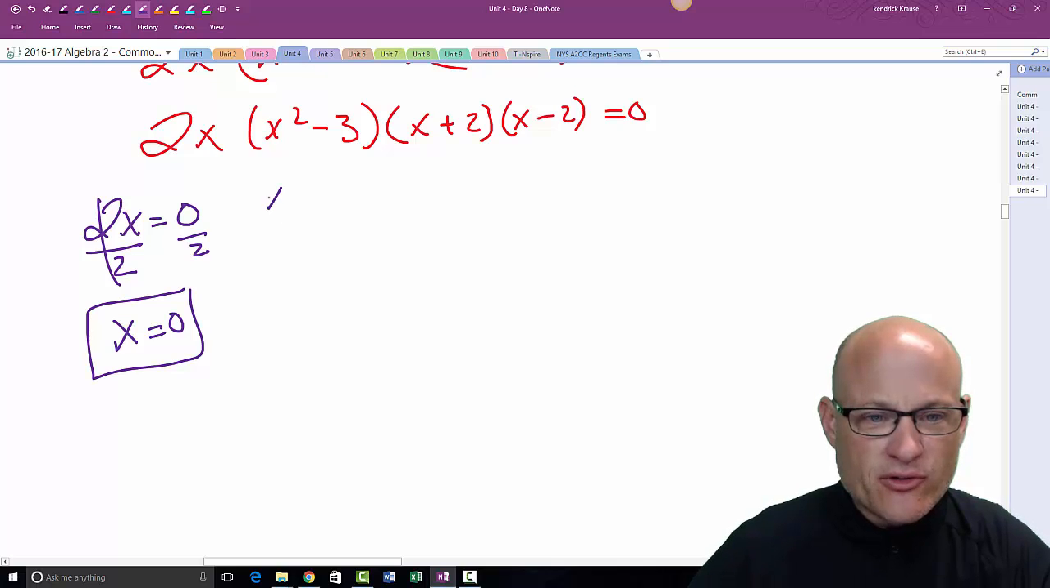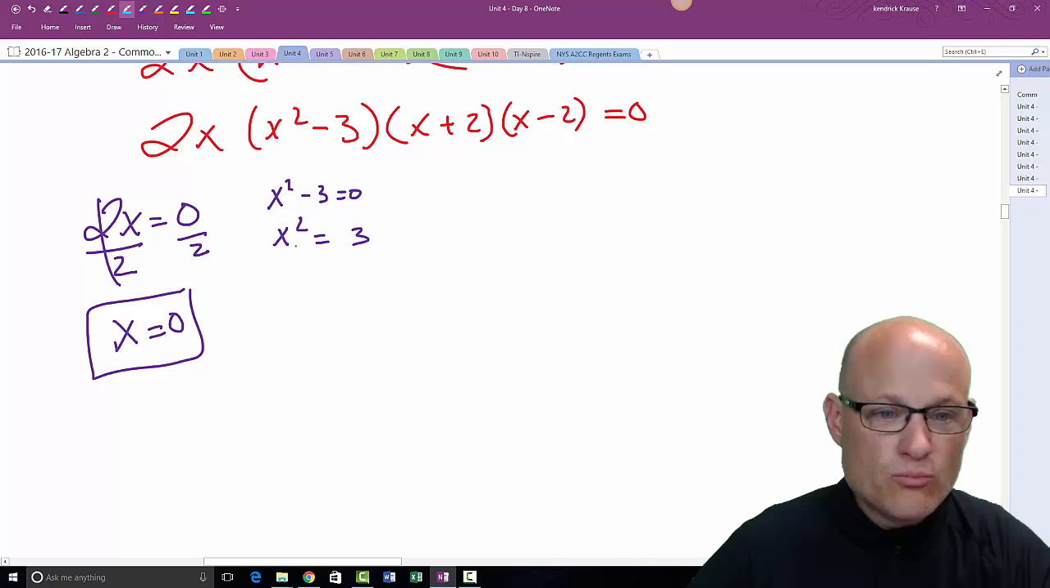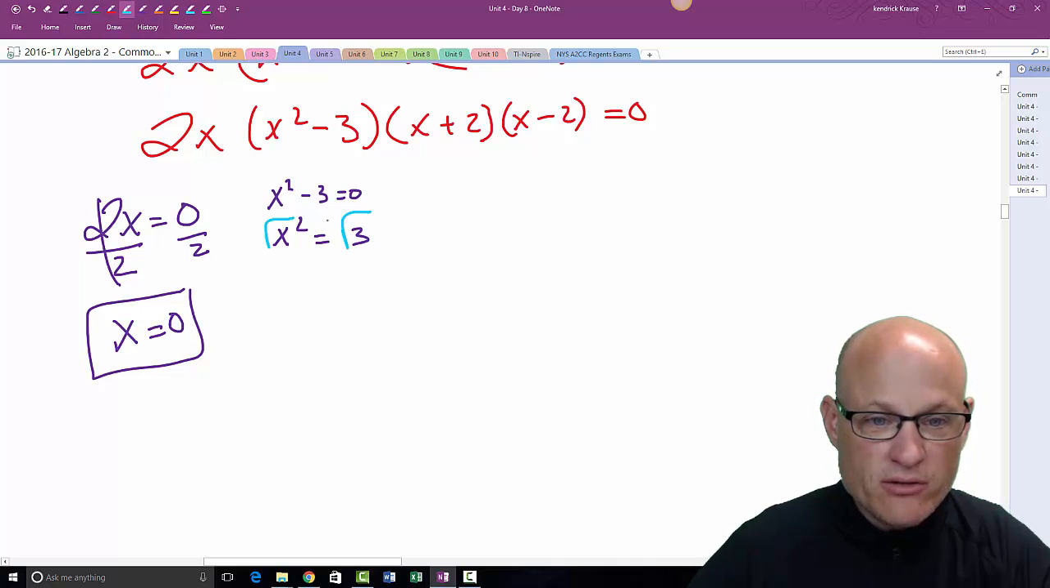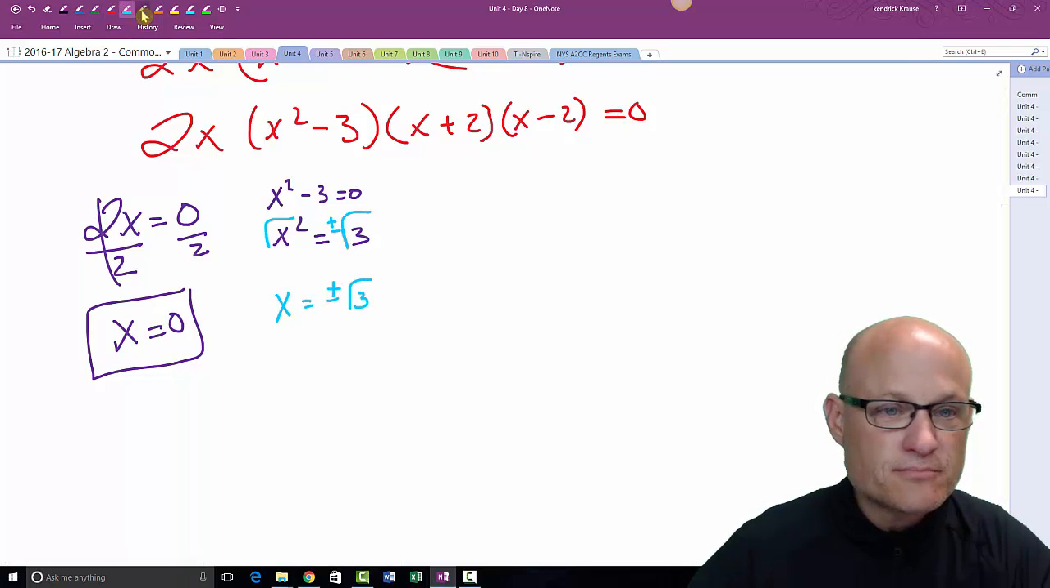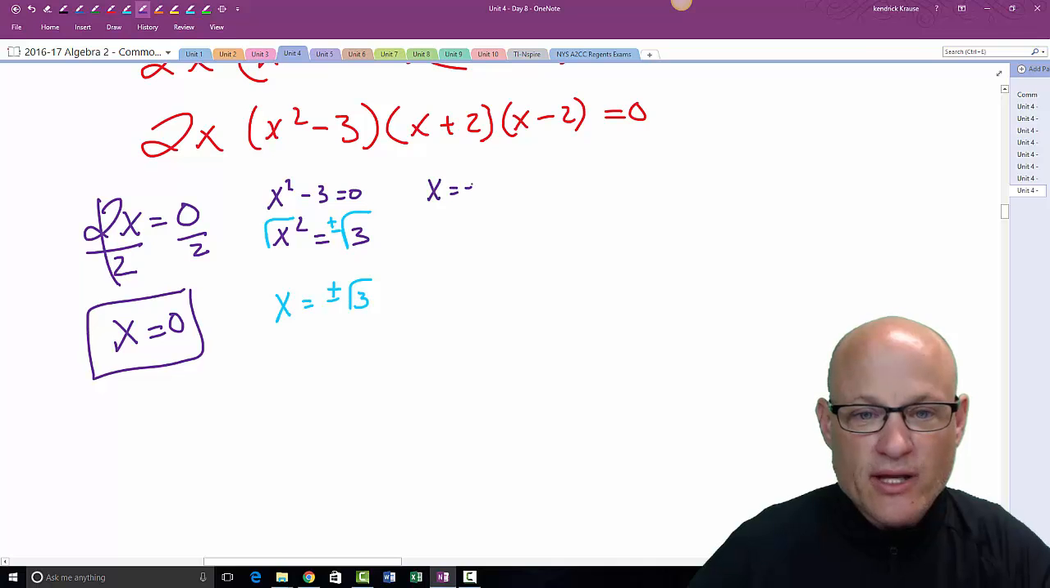So this one we have to set equal to 0. This is the hard one. X squared minus 3 equals 0. Bring the 3 over. X squared equals 3. Take the square root. And when you take the square root, you put a plus or minus. So this one gives me x equals plus or minus the square root of 3. This one gives me x equals negative 2. This one gives me x equals positive 2.